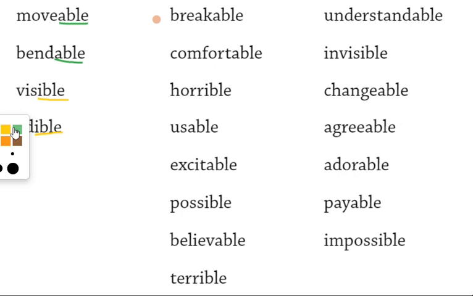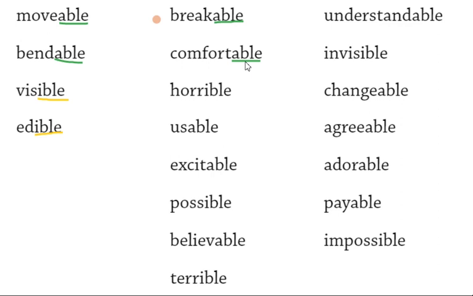Okay, so we have breakable, comfortable, horrible, usable, excitable, possible, believable, terrible, understandable, invisible, changeable, agreeable, adorable, payable, and impossible. Now let's take a look at all these words with the able endings first. Breakable, you can break it, it's breakable.